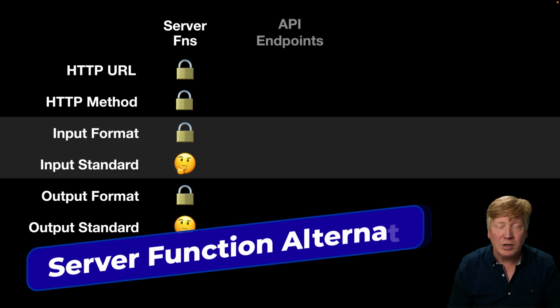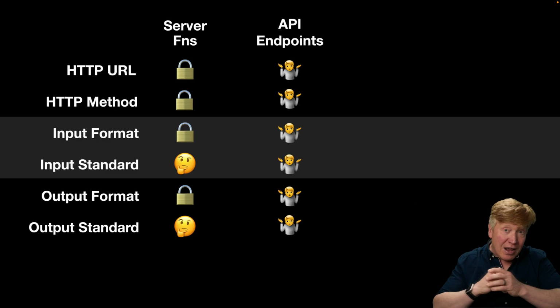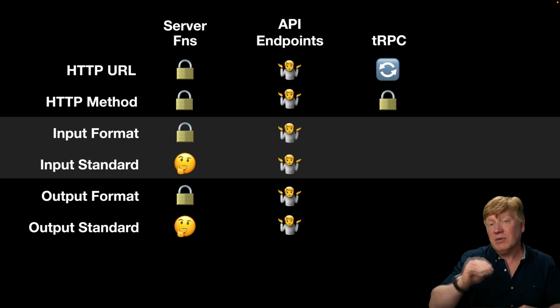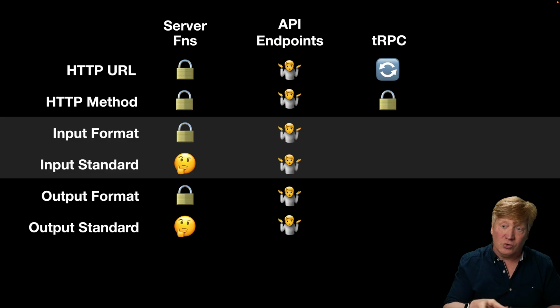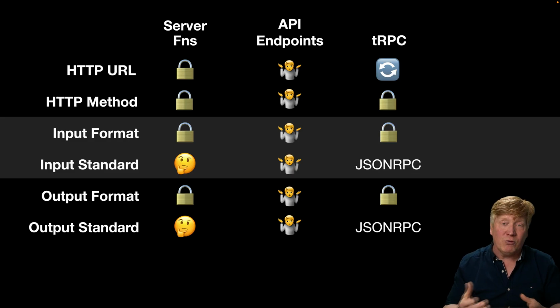what's the alternative? Well, one alternative is just to have API endpoints, and then we get to decide on everything when it comes to the API endpoints, including the URL, the method, the input formats, output formats, and all of that. Another option is to use something like tRPC. In that case, we get to decide the prefix for the URL, for example, /trpc or /api/trpc, but everything after that prefix is maintained and controlled by tRPC. The HTTP method, if it's a query, is a GET, if it's a mutation, it's a POST. The input and output formats are locked to JSON-RPC.